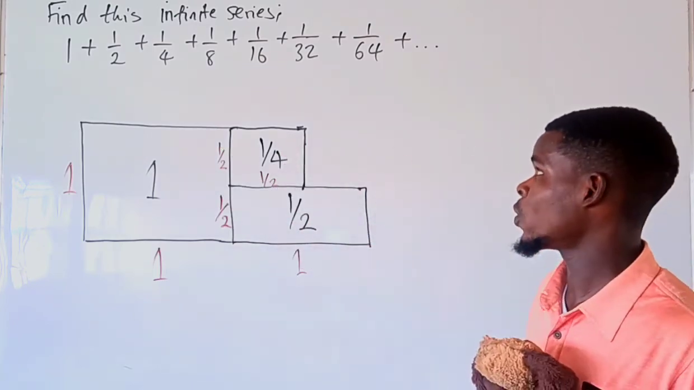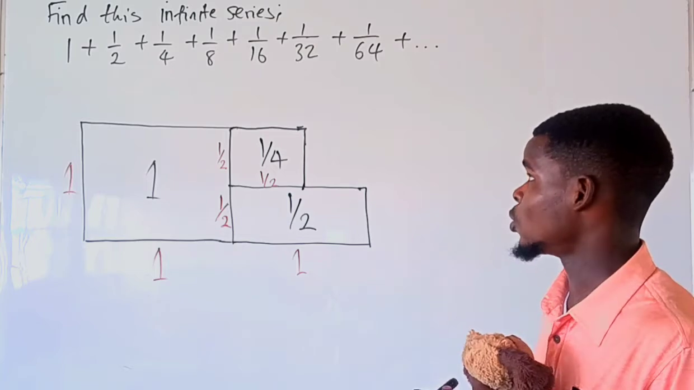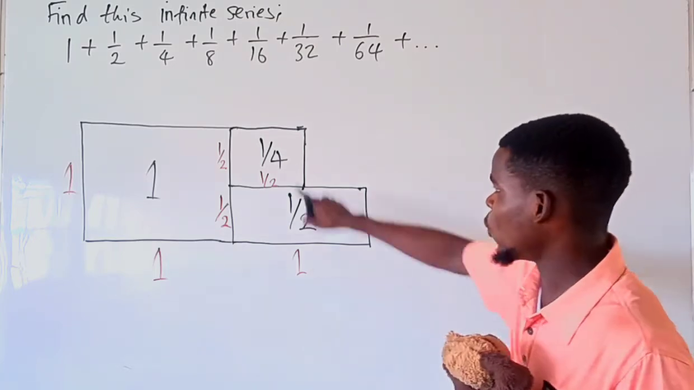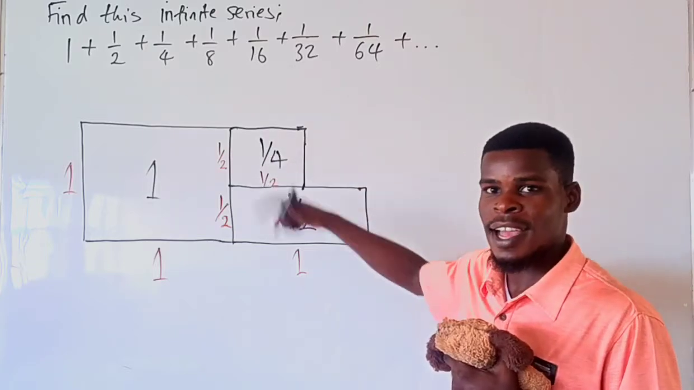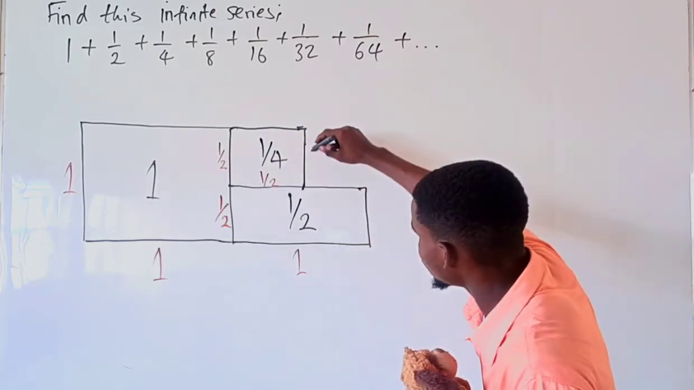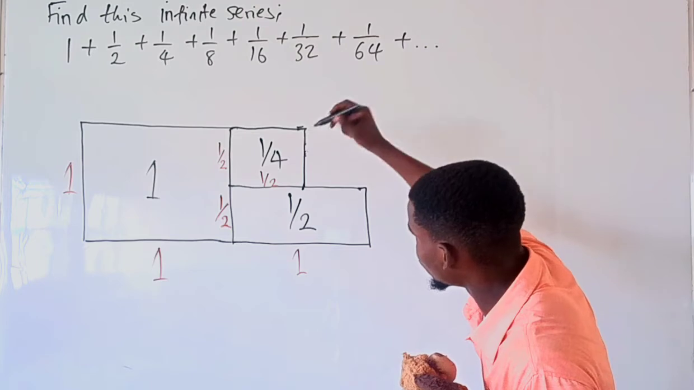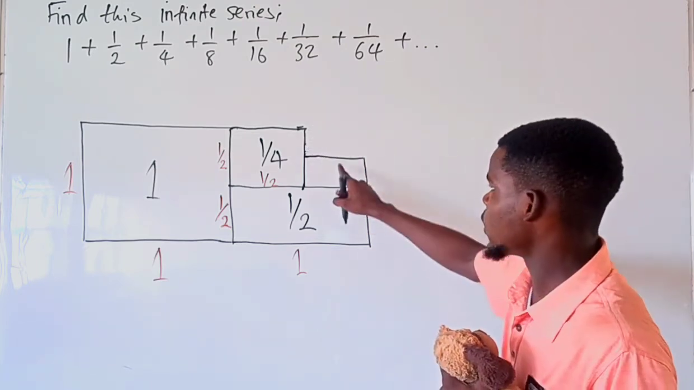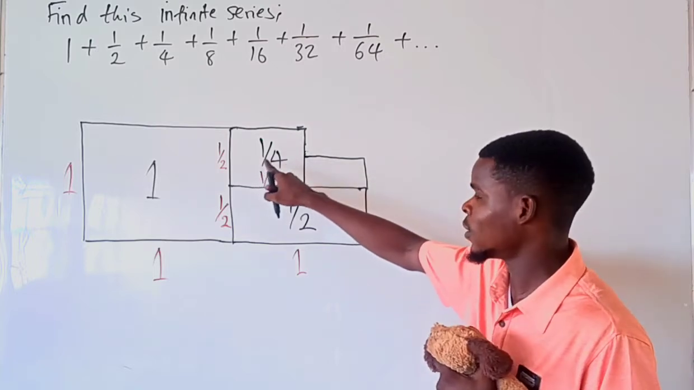But let's go ahead and check for the fourth term, which is just 1 over 8. 1 over 8 is the half of 1 over 4. So if you look at this area, it is 1 over 4. Half of it, we can take from here to here and just produce half of the entire shape. Good. So this is the half of this one.